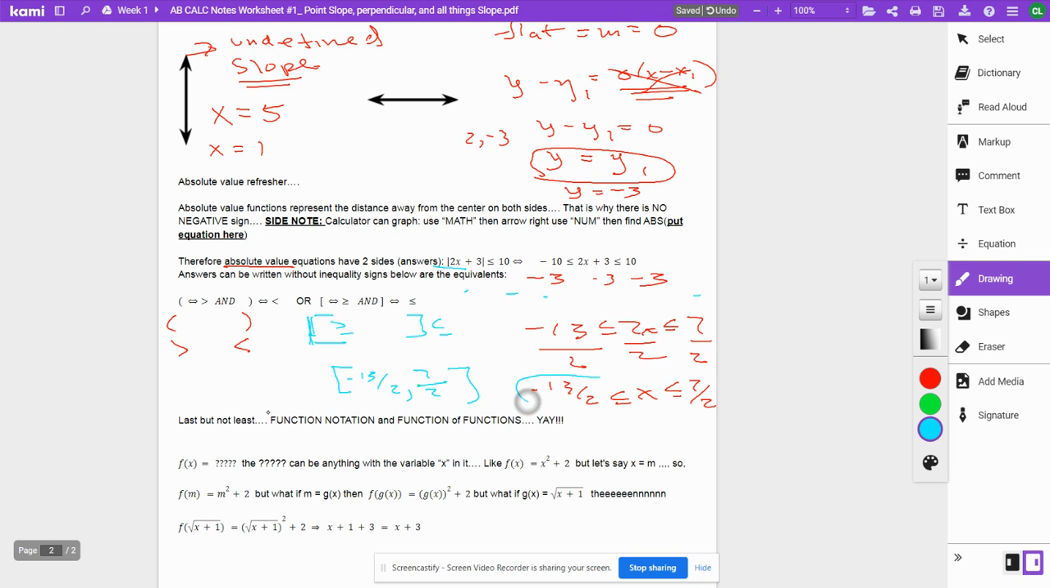So rather than writing it out like this, they'll use this type of notation, which is interval notation. Okay, so this is called interval notation. So these two are equivalent. They mean the same exact thing.